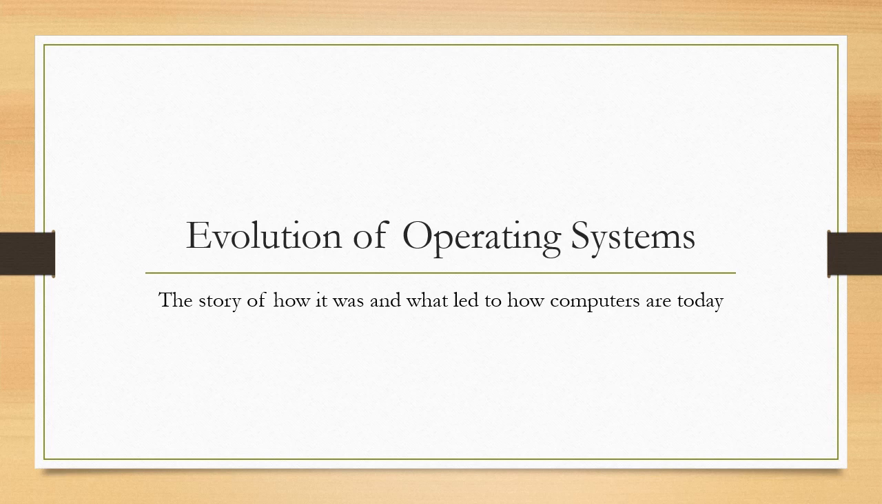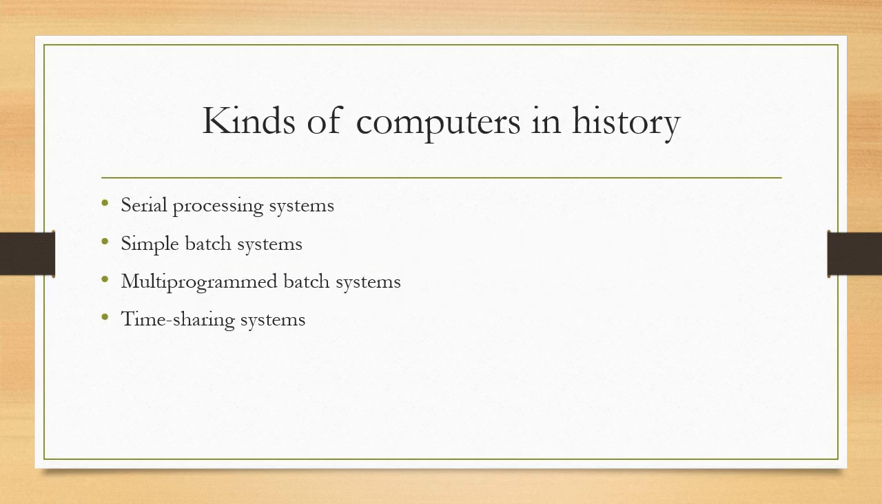To appreciate the role of operating systems in our lives, let us look at the history of computers. If we go through the history of computers, we will find four different types of machines. The most primitive of these is the serial processing system, which was succeeded by the simple batch system. Later we come across the multi-programmed batch system, and then the final evolution was that of the time sharing system. Now I am going to talk about each one of them in chronological order.